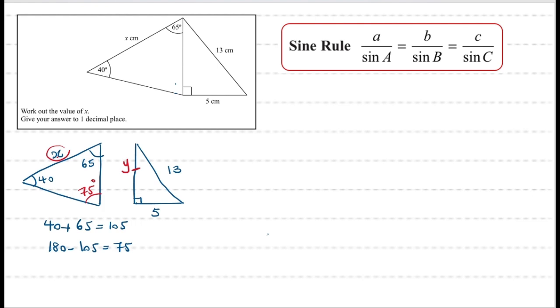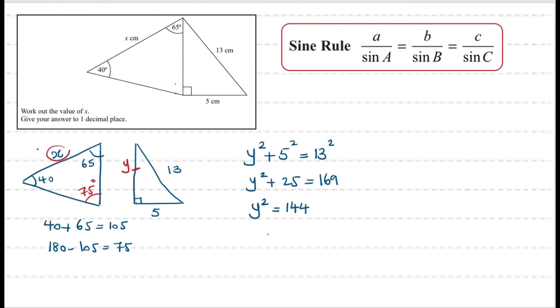So let's use Pythagoras in the triangle on the right hand side. Using Pythagoras in the triangle on the right hand side, we have y squared plus 5 squared equals 13 squared. So it gives us y squared plus 25 equals 169. We subtract 25 from both sides, so we get y squared equals 144.